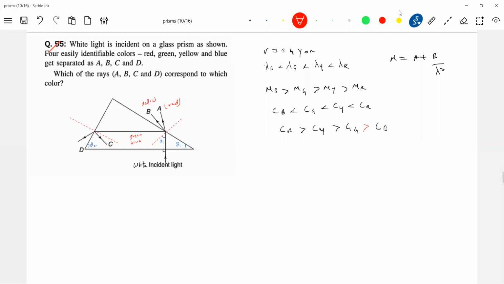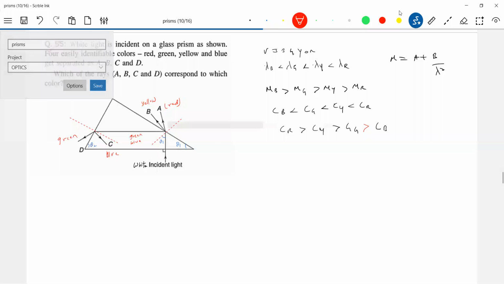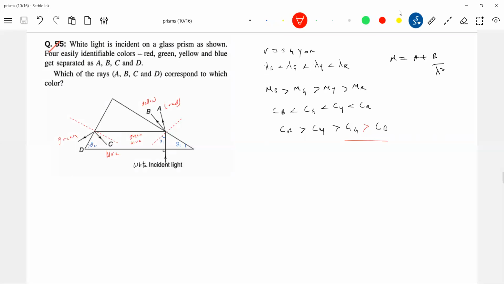So C should be blue. If blue undergoes TIR, green need not undergo TIR, no? But one is undergoing TIR, the other is getting refracted. So therefore this should be green, this should be blue. Am I right? I'm just analyzing here.